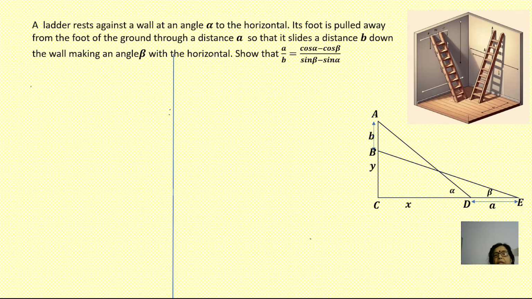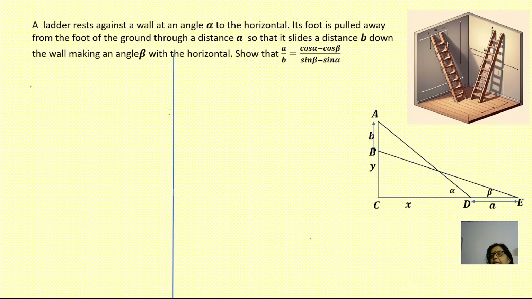The next question is, a ladder rests against a wall at an angle alpha to the horizontal. Its foot is pulled away from the foot of the wall through a distance A, so that it slides a distance B down the wall, making an angle beta with the horizontal. Show that A by B is equal to cos alpha minus cos beta by sin beta minus sin alpha.